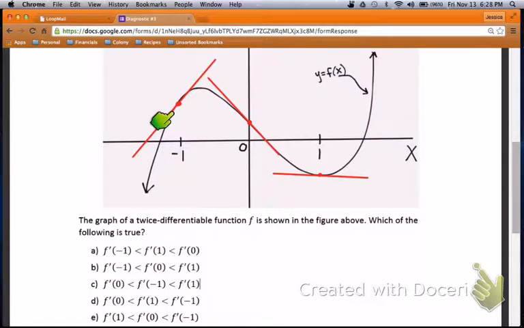So if you think about positives, negatives, and zeros, a negative number is less than a 0, which is less than a positive number. So this is the smallest value, this is the second smallest value, and this is the third smallest value, or in other words, the largest value. So it should read f prime of 0 is less than f prime of 1, which is less than f prime of -1. And the only one that reads it in that order is D. So f prime of 0 is less than f prime of 1 is less than f prime of -1.